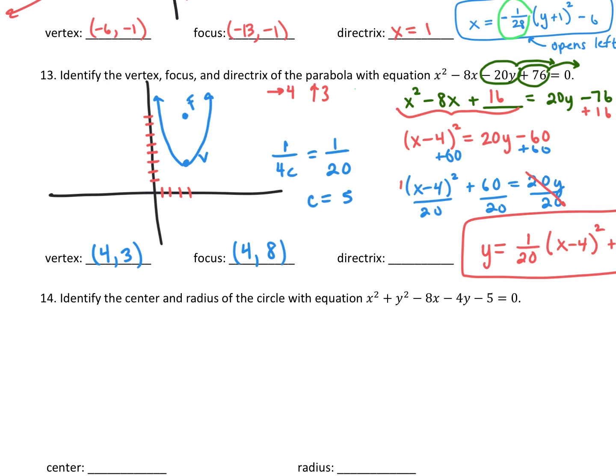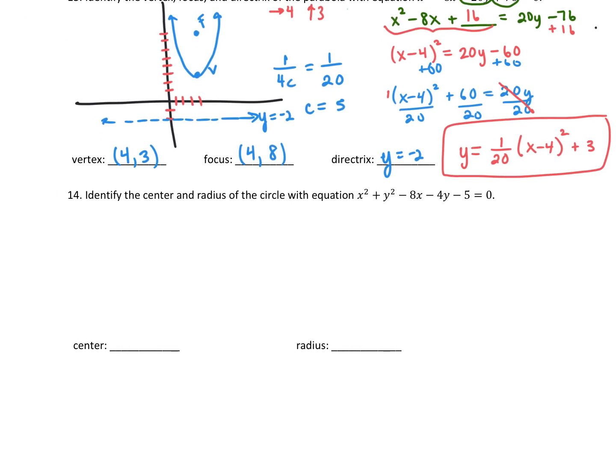And then the directrix is going to be below the vertex. It's going to be a horizontal line. And the focus is 5 units away from the vertex, so the directrix is 5 units in the other direction. So here we have 1, 2, 3, and then we have to go down 2 more to get 5 units away. It's going to be a horizontal line. So we're crossing through the y-axis at -2. That is your directrix.